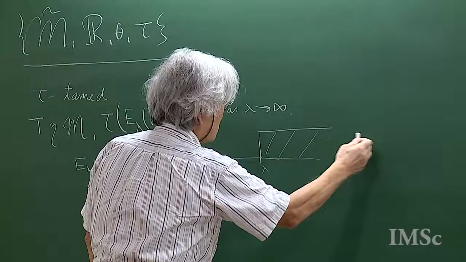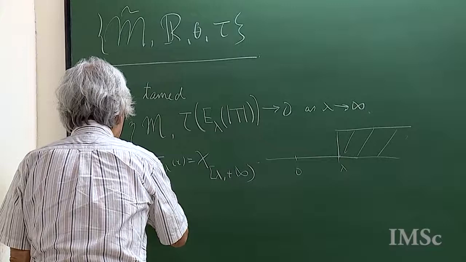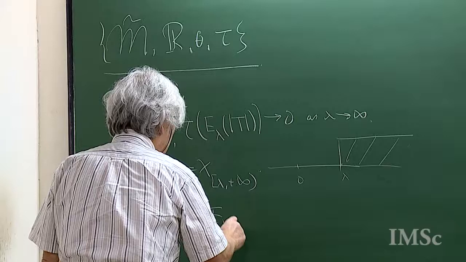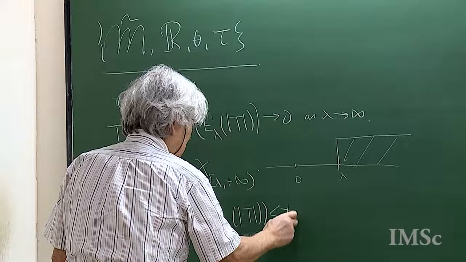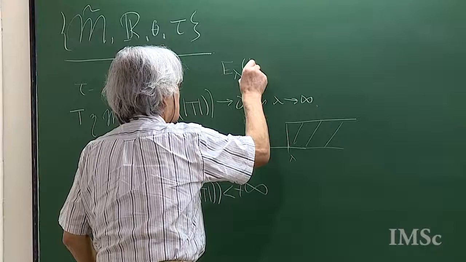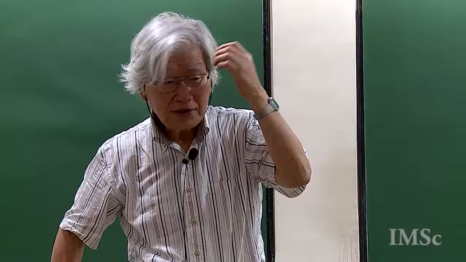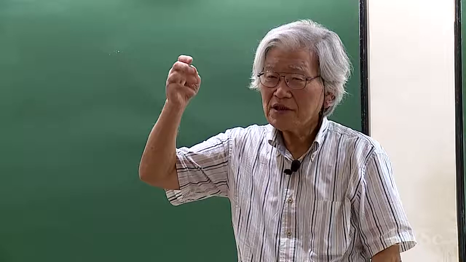This is equivalent to saying that there is a lambda zero such that tau of E_lambda zero of absolute value of T is finite. So if this is finite, then, because that projection E_lambda of T is going strongly, converging to zero strongly. A semi-finite trace is not continuous, only semi-continuous. So as soon as it hits a finite value and then goes down, it's just like a measure.